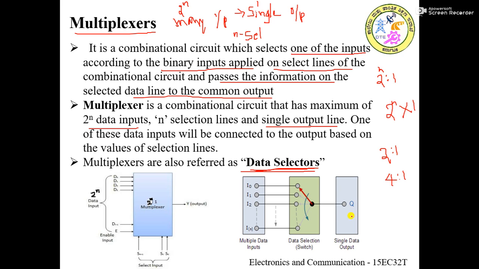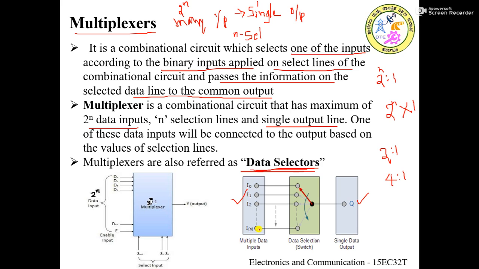So you can see here clearly from this picture. So this is the output line, single output line, and these are the 2 to the power of n input lines. So your logic function here acts like a data selector. So you can see here a switch here. This switch can at any time be placed at any one position.